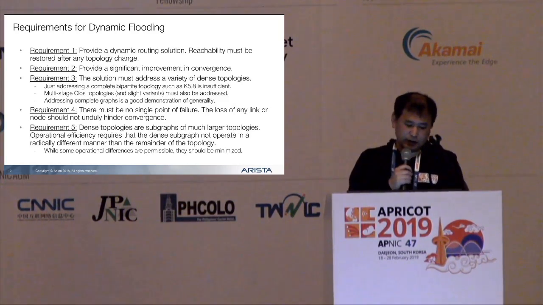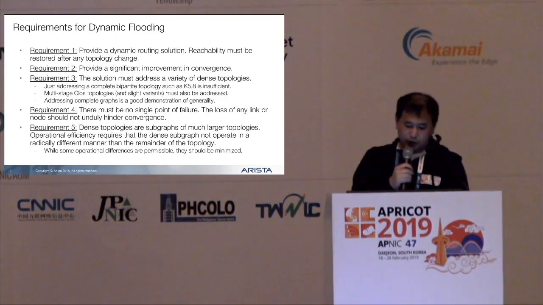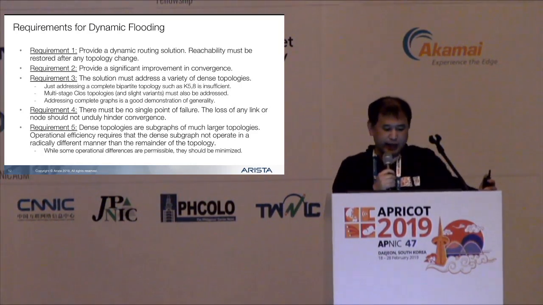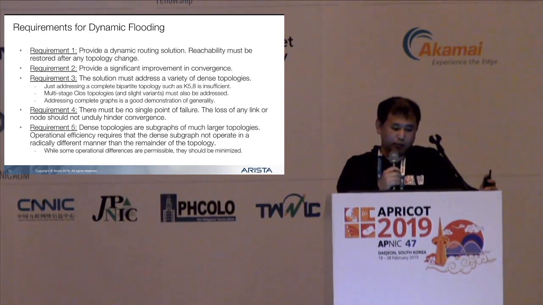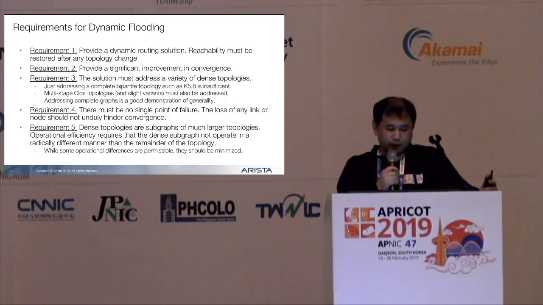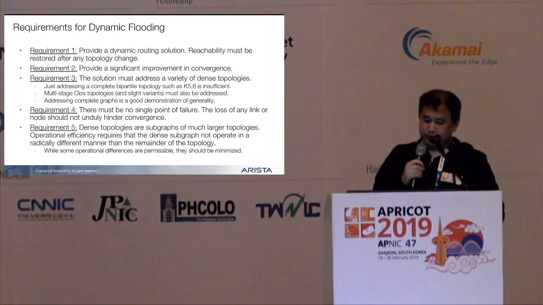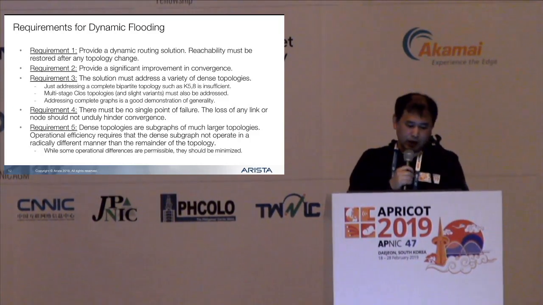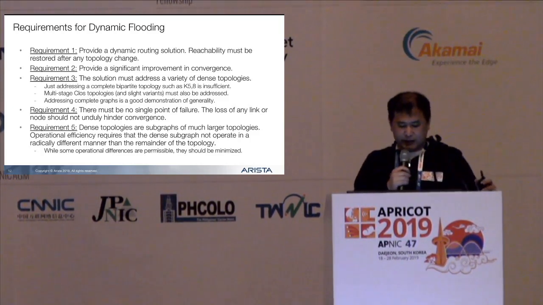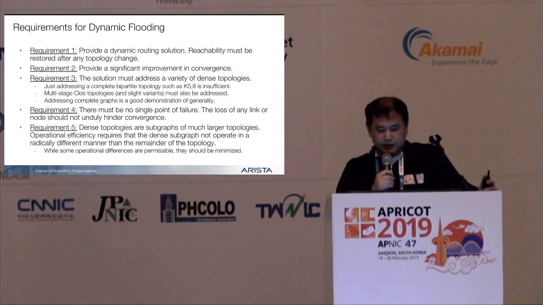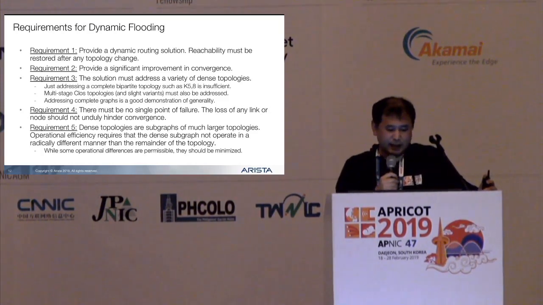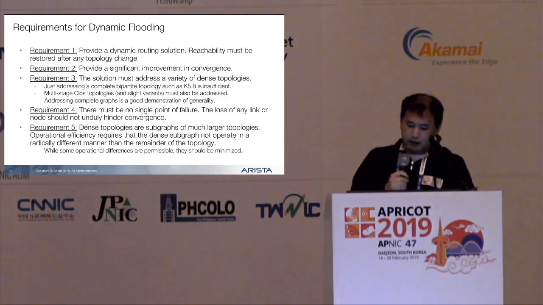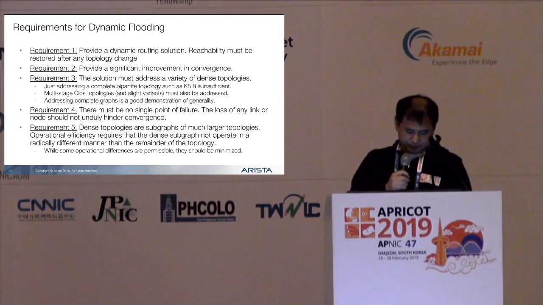Requirement four, there must be no single point of failure. The loss of any link or node should not hinder the convergence. Requirement five, dense topology as a subgraph of a much larger topology. Operational efficiency requires that the dense subgraph not operate in a radically different manner than the remainder of the topology.